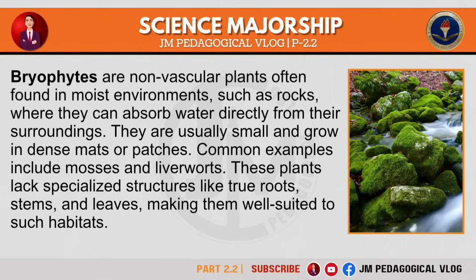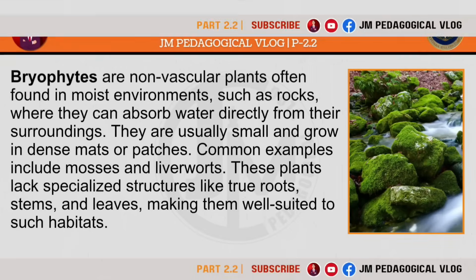Bryophytes are non-vascular plants often found in moist environments, such as rocks, where they can absorb water directly from their surroundings. They are usually small and grow in dense mats or patches. Common examples include mosses and liverworts. These plants lack specialized structures like true roots, stems, and leaves, making them well suited to such habitats.